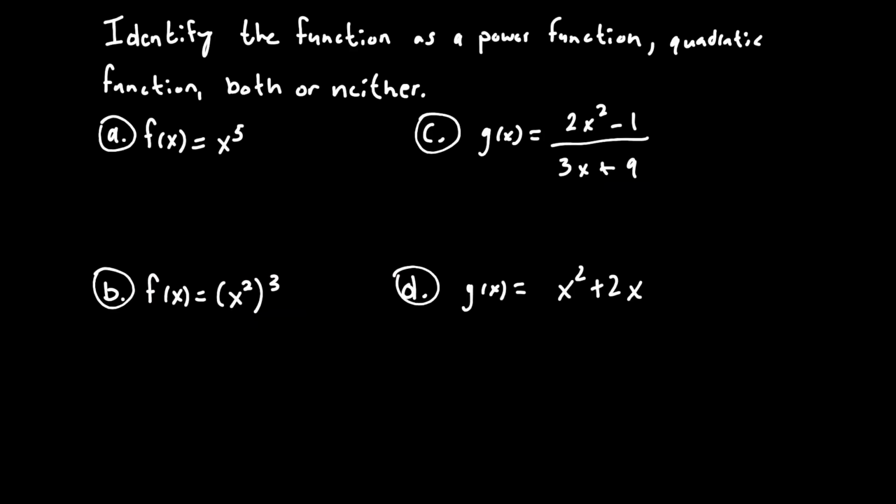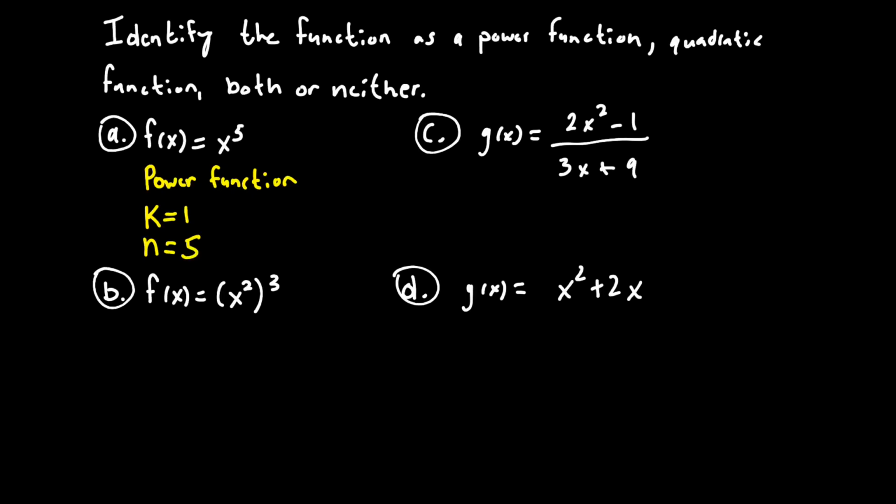We will now practice identifying power functions. Let's go ahead and identify the following functions as a power function, quadratic function, both, or neither. In part A, we're given f(x) is equal to x^5. By definition, this is a power function. The coefficient k of this power function is equal to 1, and n is equal to 5.